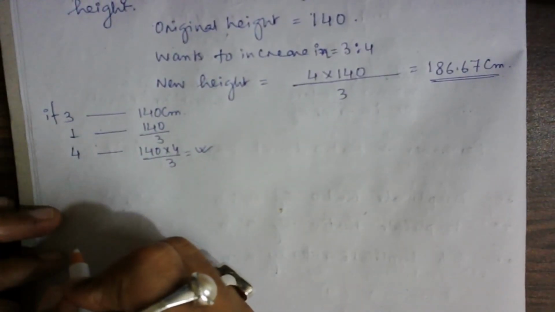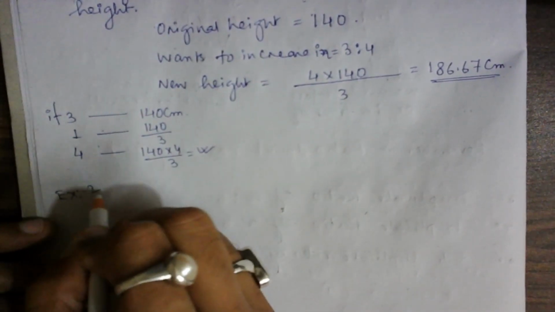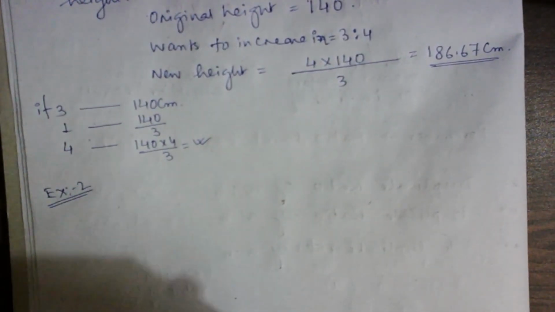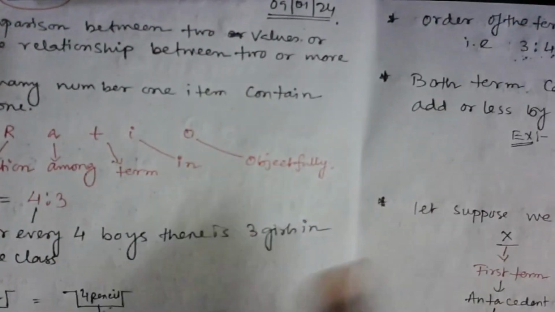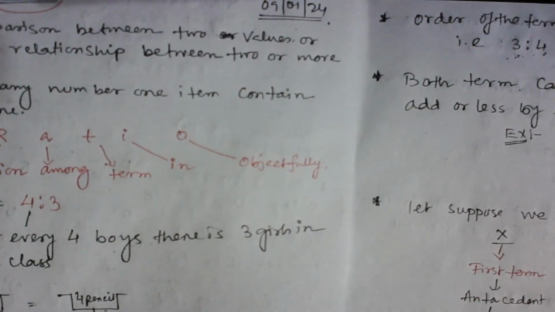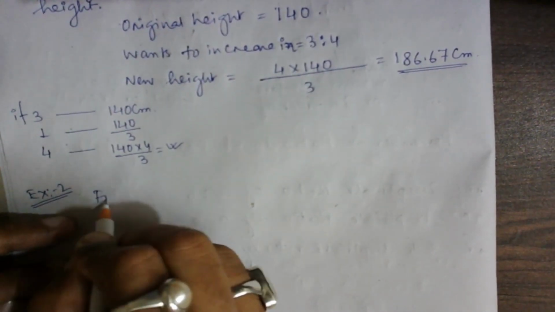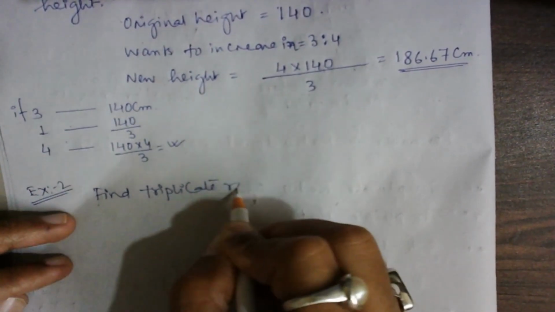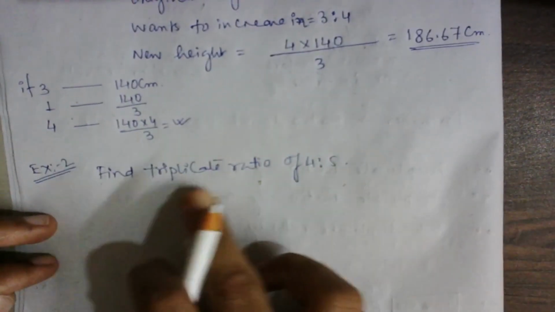Okay, let's move ahead once. Now let's solve questions to understand a little. Example number 2. First we need to understand how we are going to convey the concept, because these all are concepts we have learned: triplicate, subduplicate, duplicate, inverse, everything. So let's do it one first. Copy with me: find the triplicate ratio of 4:5.